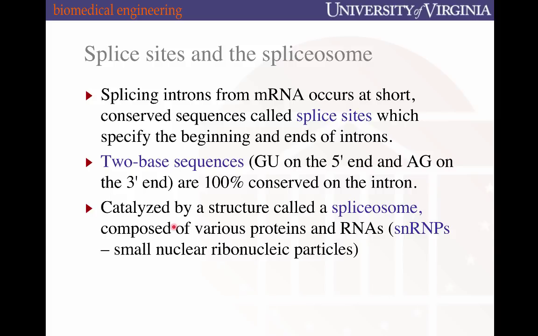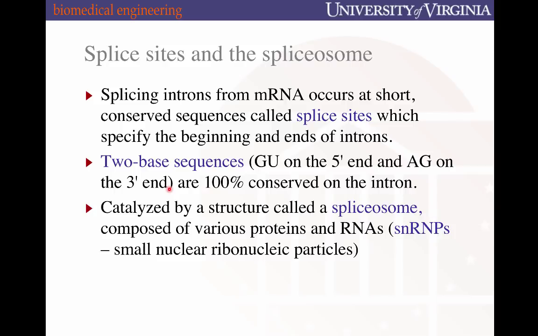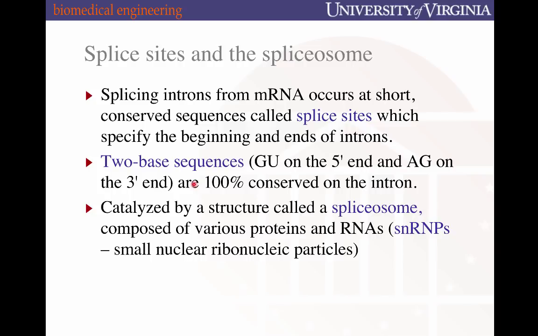So where does splicing occur? It occurs at splice sites, which are usually at the junctions of exons and introns. And one signal that's known for splicing is these 2 base sequences on either end of the intron. At the 5' end of the intron, which would be over here for this one, you have a GU sequence. And on the 3' end of the intron, which would be over here, you have an AG sequence.